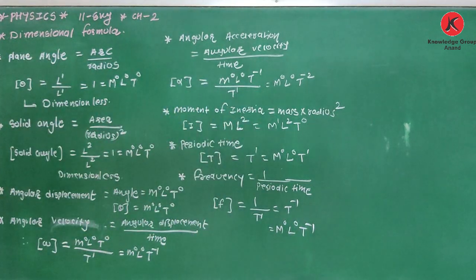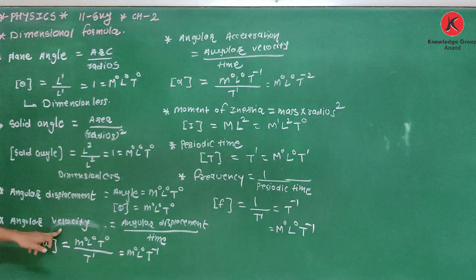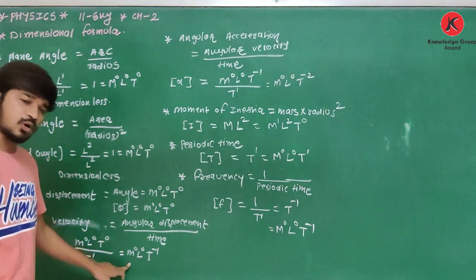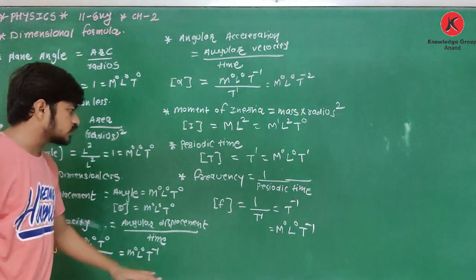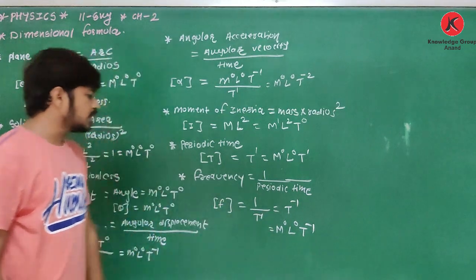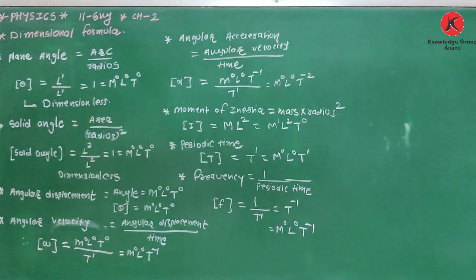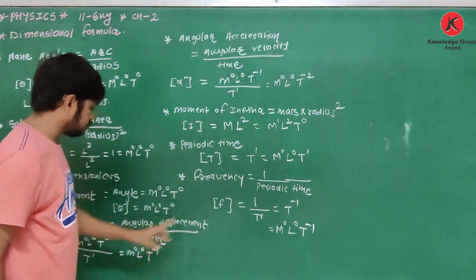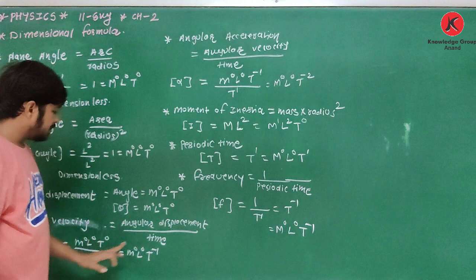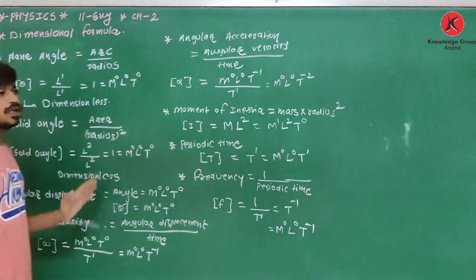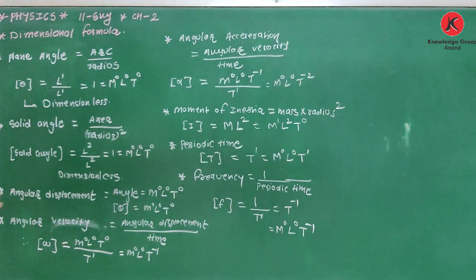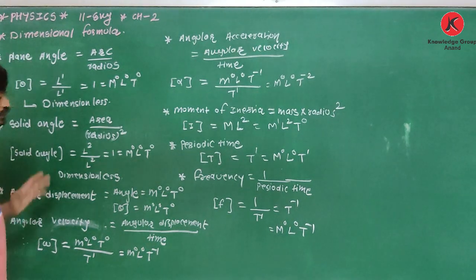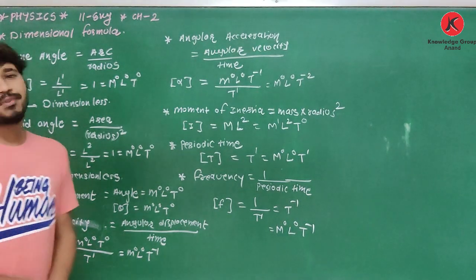So see, here it is angular velocity, its dimensional formula M0, L0, T minus 1. Frequency, its dimensional formula, it is M0, L0, T minus 1. Clear about this? So yes, remember about this, dimensional formula of these two quantities are the same. These are some quantities whose dimensional formula you have to remember.